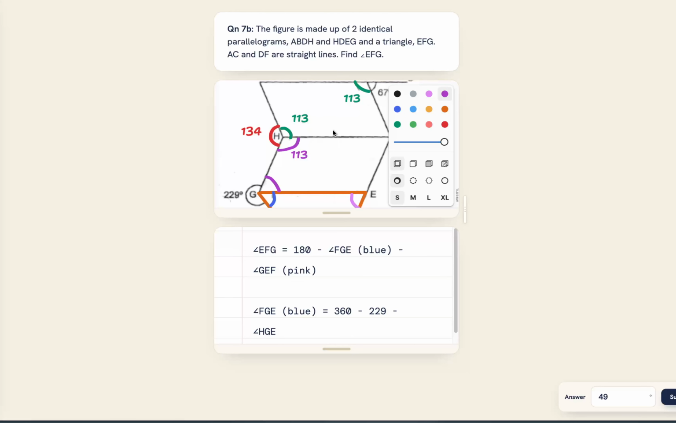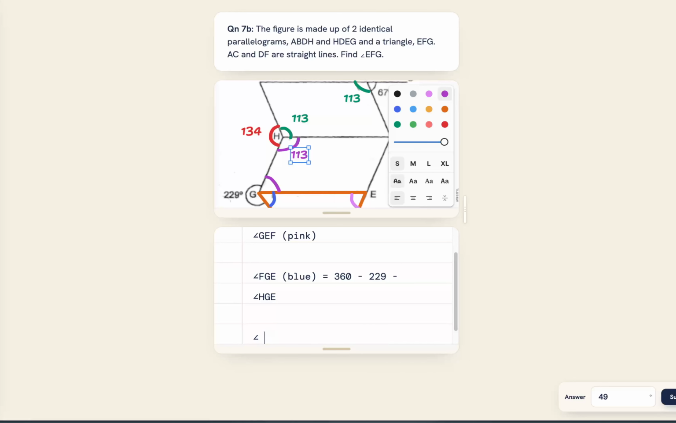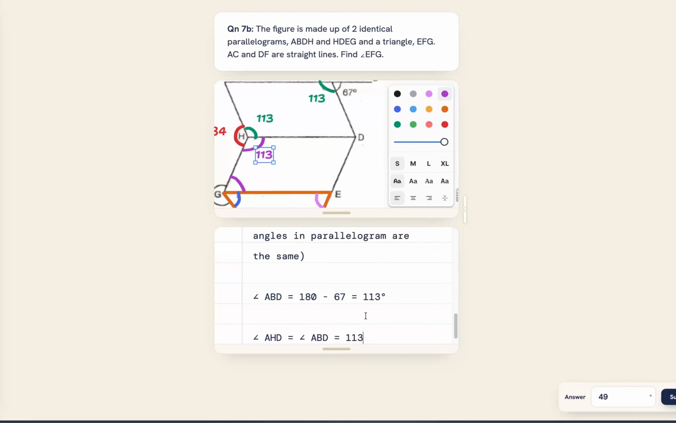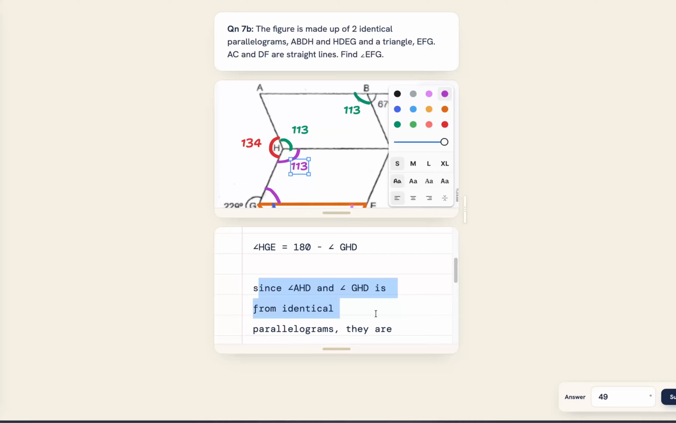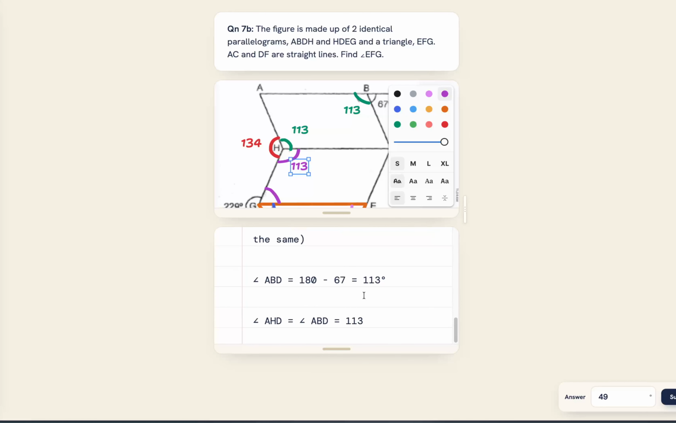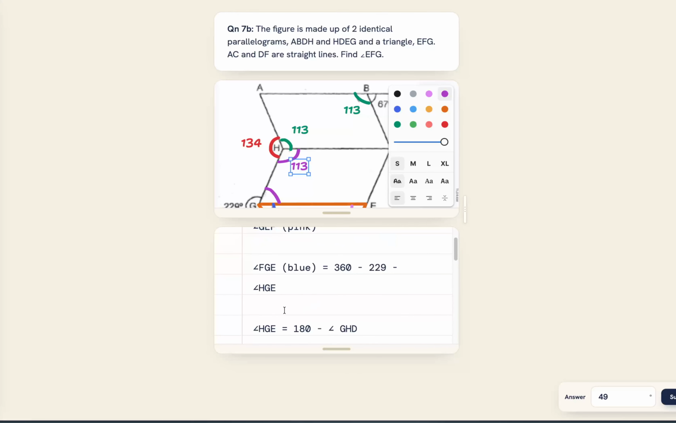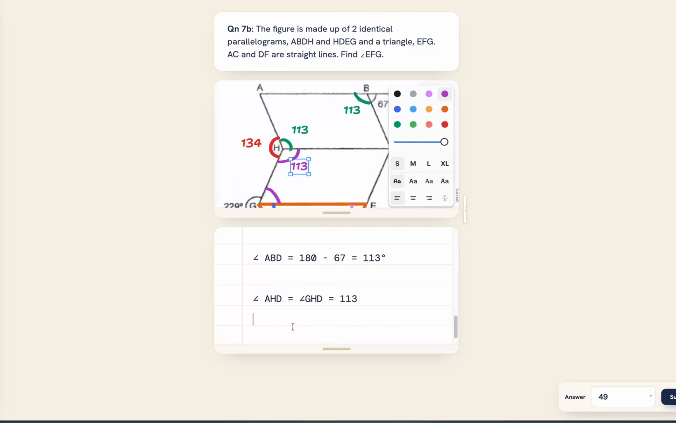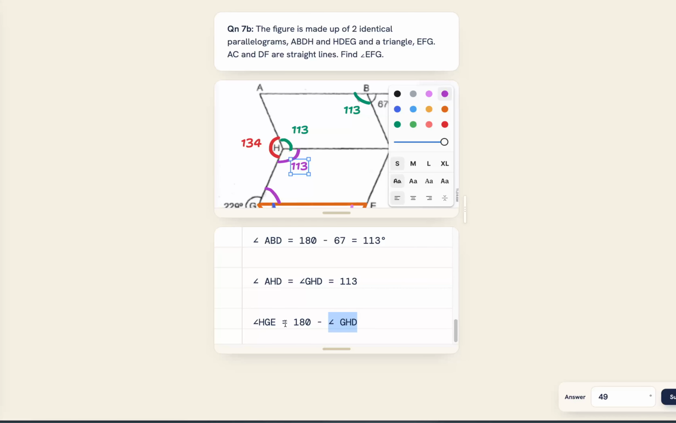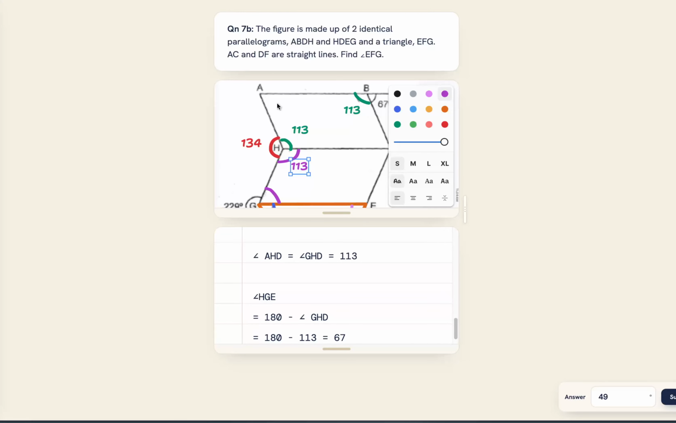Essentially, we have actually worked this out. This is 113 from the previous question. So angle HGE is equal to 180 minus angle GHD. To get angle GHD, since AHD is the same as GHD from identical parallelograms, we can work this out. In this case, GHD is equal to 113 degrees. So since we know GHD is 113 degrees, we can find HGE. HGE is 180 minus GHD, equal to 67 degrees.